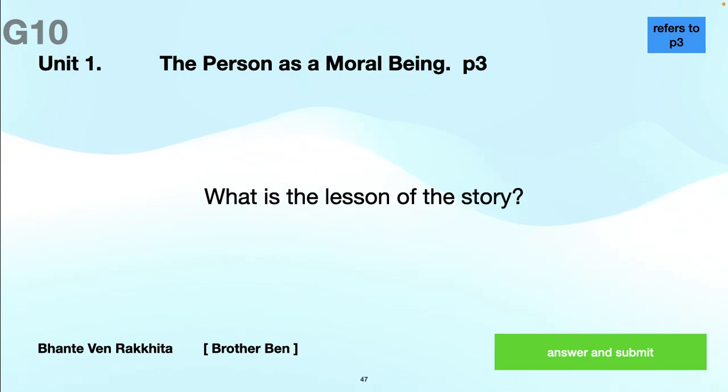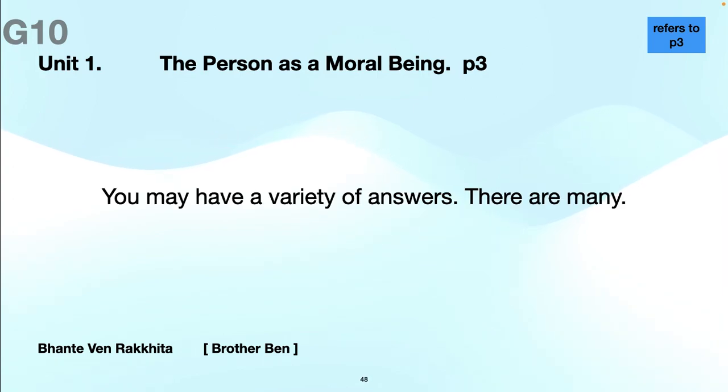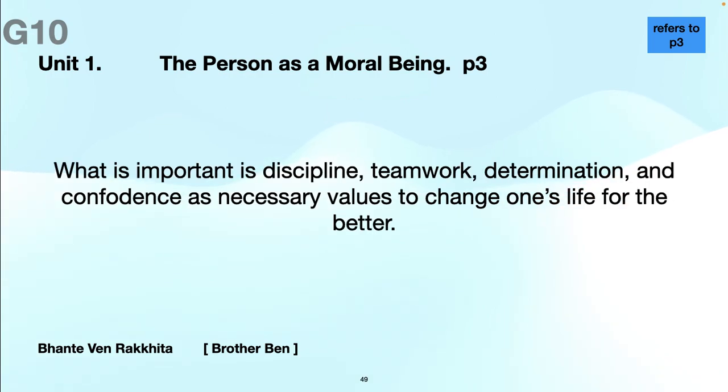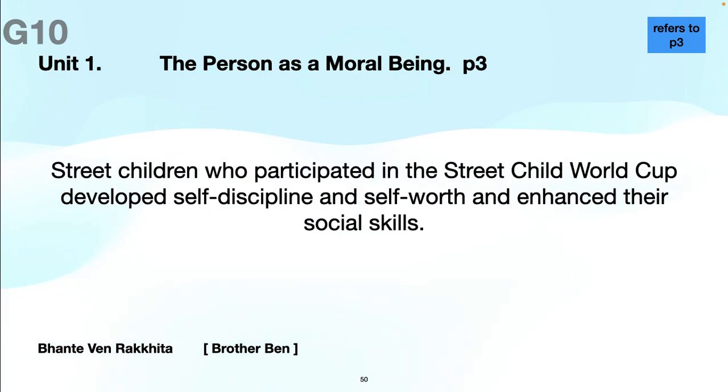What is the lesson of the story? Please answer and submit. Pause and go ahead. You may have a variety of answers. There are many. What is important is that discipline, teamwork, determination, and confidence are necessary values to change one's life for the better. Street children who participated in the Street Child World Cup developed self-discipline and self-worth and enhanced their social skills.